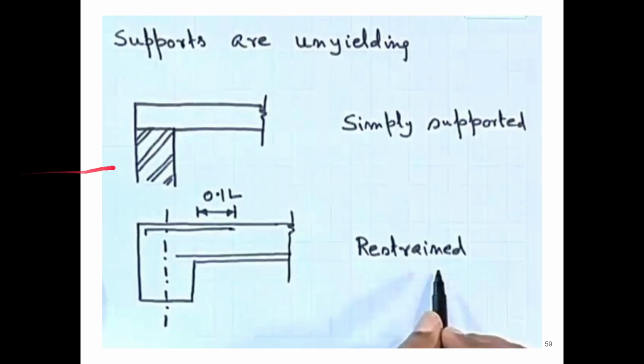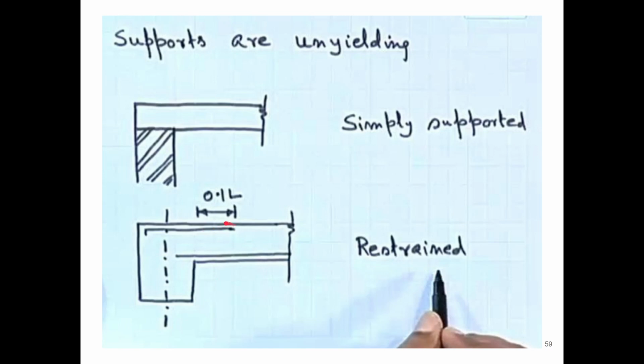So if this is the condition, it is almost simply supported, because it is not allowing translation, but it is allowing rotation, because it is not able to restrain completely. That is the case because it is not monolithic. But if it is monolithic, with no brick wall, then it will be restrained, it will not be able to rotate.